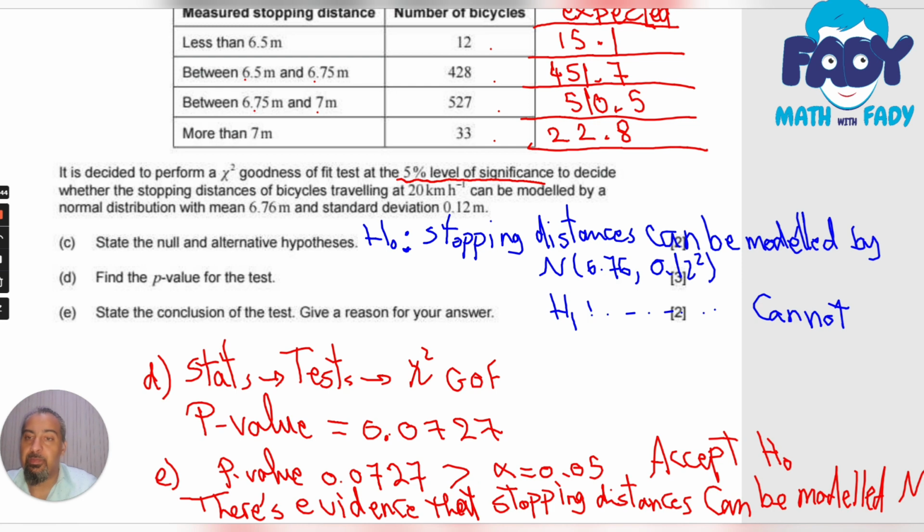This was our fourth question in this paper.